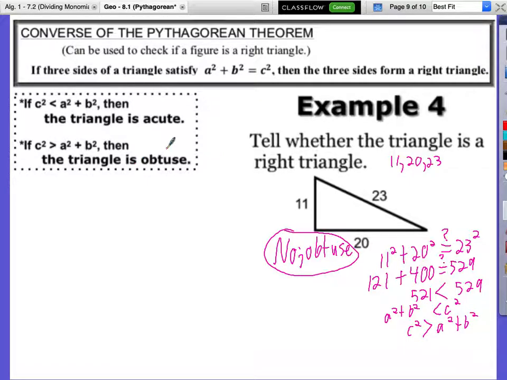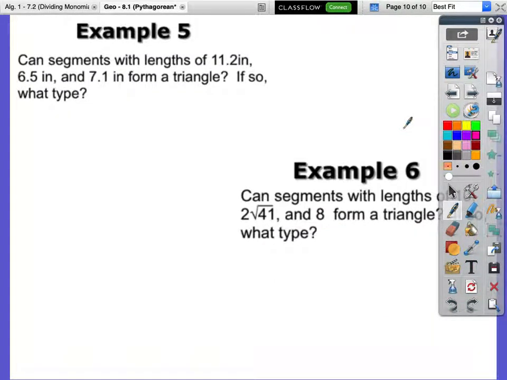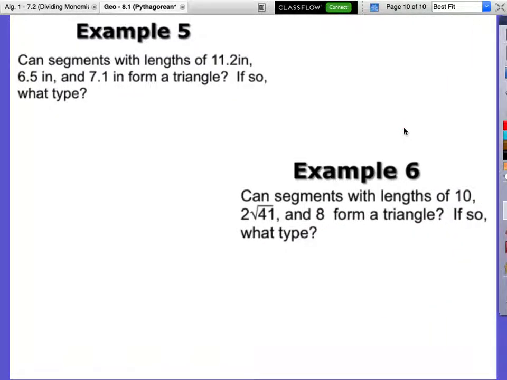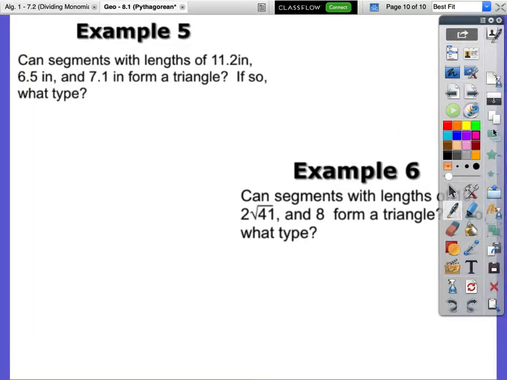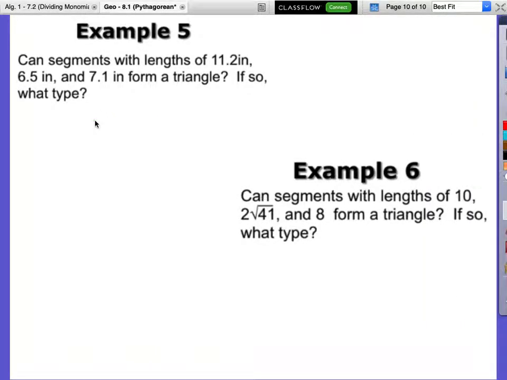Let's go to example 5 here. Can segments with lengths of 11.2 inches, 6.5 inches, and 7.1 inches form a triangle? If so, what type? Does anybody remember how we check if they can even form a triangle? You add the two smallest to see if they're greater than the largest. Boom! You take the two smallest sides, you add them up, and if it's bigger than the third side, it makes a triangle. If it's not bigger, then it can't make a triangle.